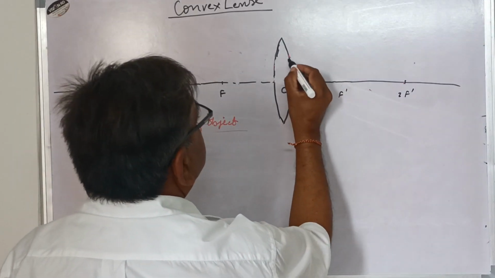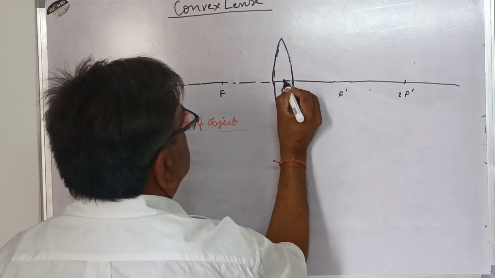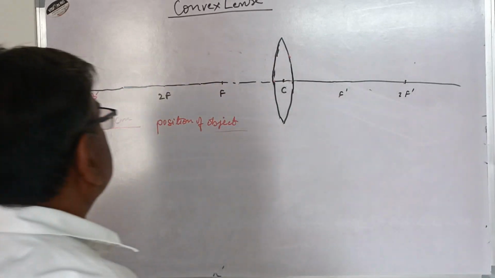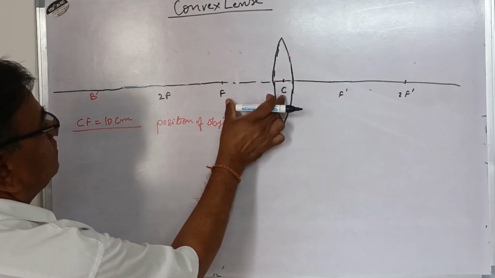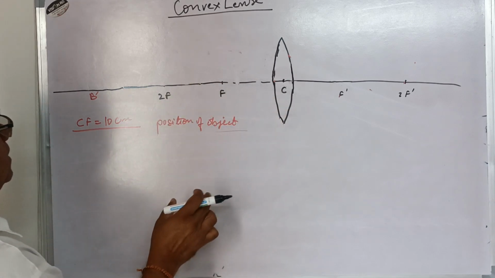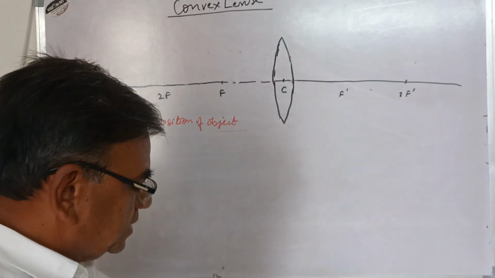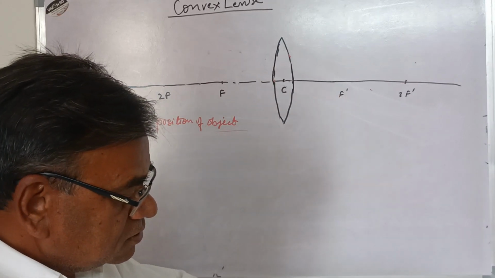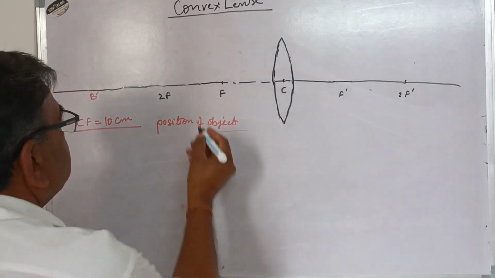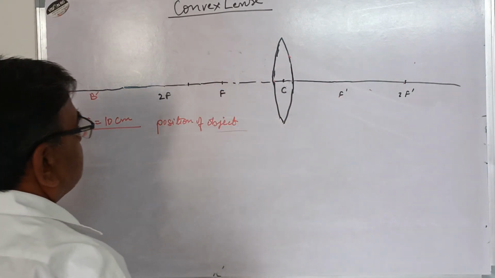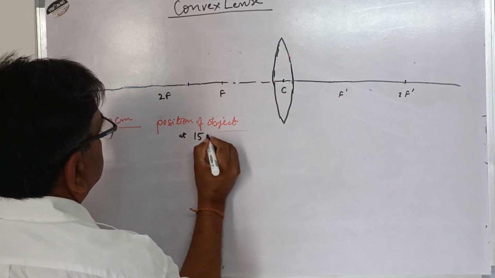Let us repair this figure. This is the point C. Given CF is 10 centimeter, this focal length is 10 centimeter. So here 2F is 20. The object is put before the lens at 15 centimeter from the lens. So 15 is in between, you get यहाँ पर, and position of object at 15 centimeter.